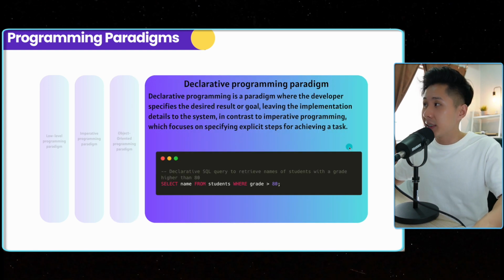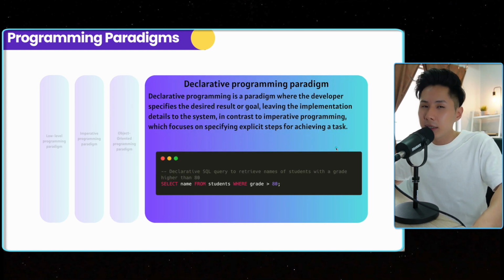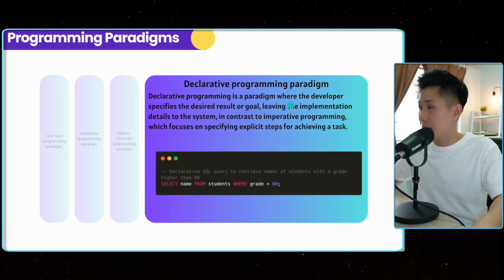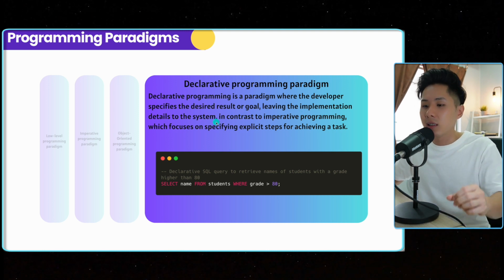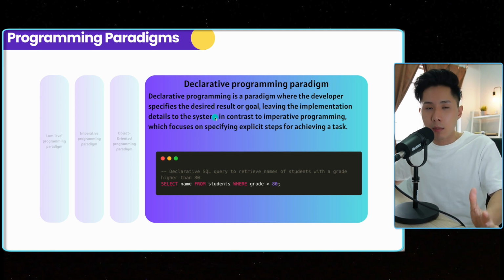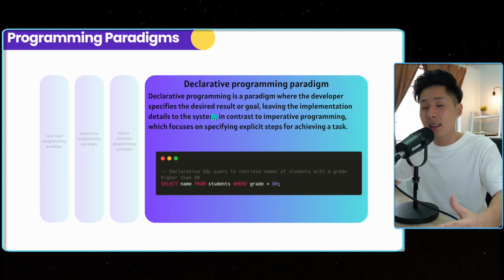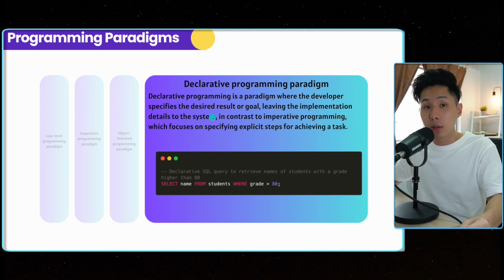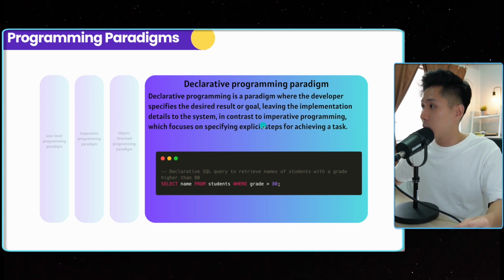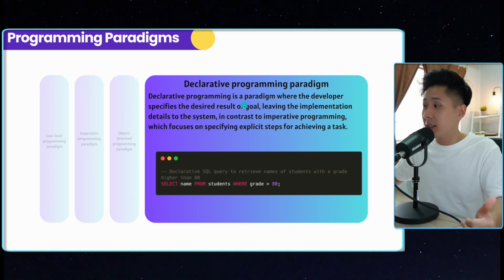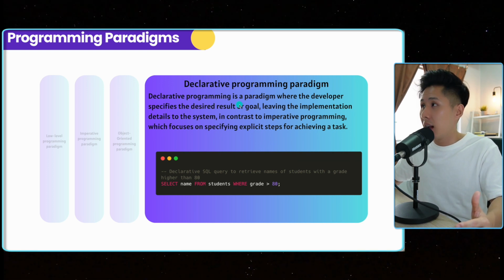And last but not least, the declarative programming paradigm. This is the opposite of the imperative programming paradigm. It's where developers specify the desired result or goals, leaving the implementation details to the system. In this case, you are describing what you want as a programmer, what problem and what logic you want to propose, rather than the steps to achieve those results. We'll focus more on this in chapter 29.